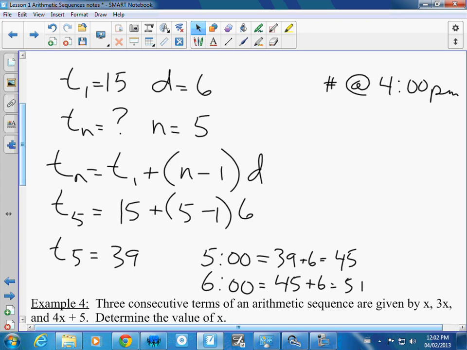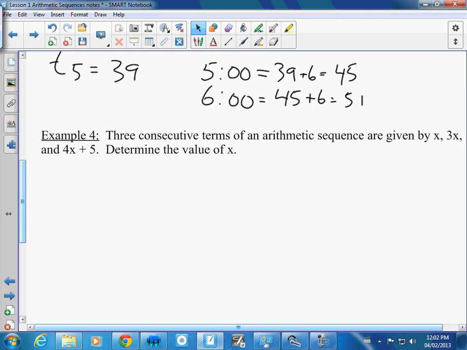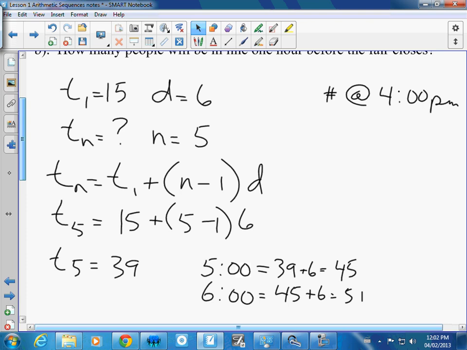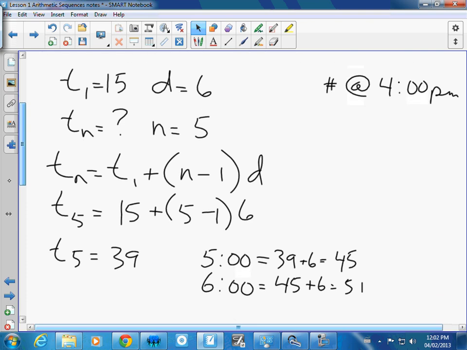Oh, you still got lots of room in this question. I didn't give myself much room in this question, did I? Let me just move this down so I have more room here. Right. Does that make sense?